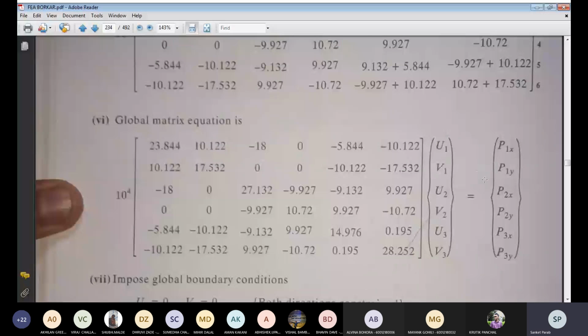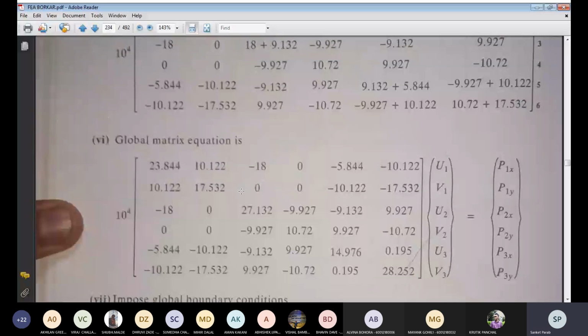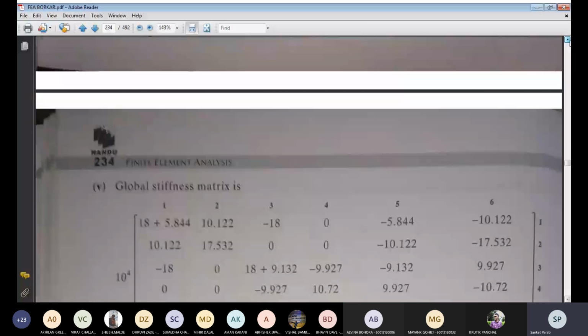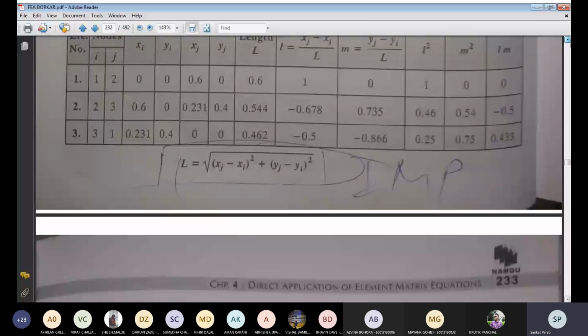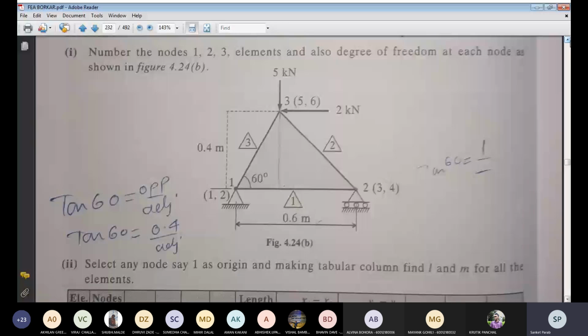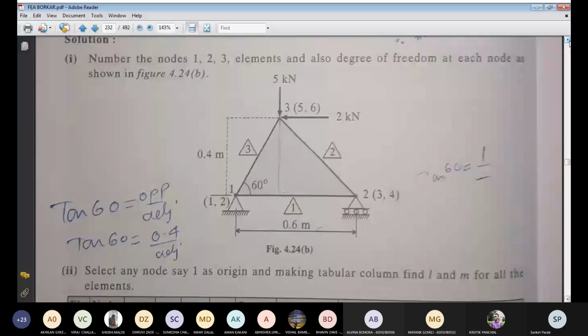Okay, we'll solve it from here. This global matrix equation we had found already. So now, once you have found out the global matrix equation, we'll see the boundary conditions. What are the boundary conditions that you are getting by looking at this?